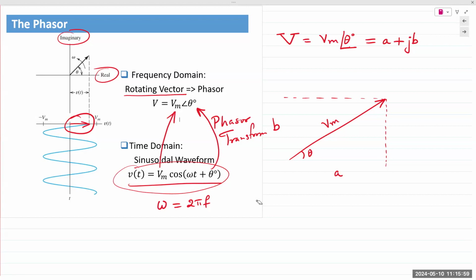Now, if you look at that vector, the projection of the vector on the real and imaginary axis forms a right angle triangle. As I was saying, there is a derivation. In order to directly write this transform, the expression must be in cosine.